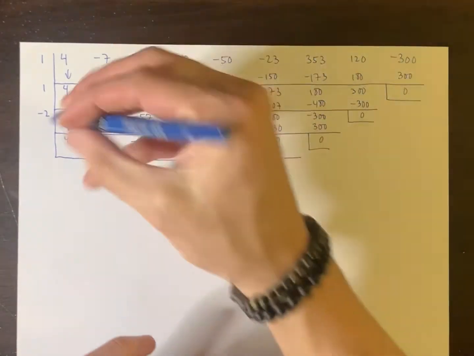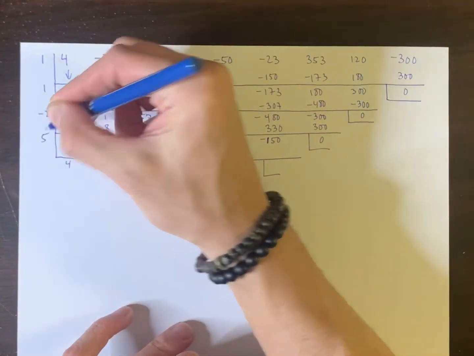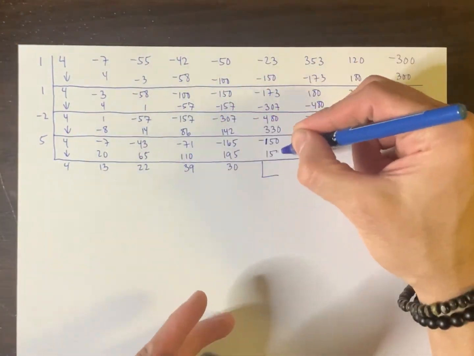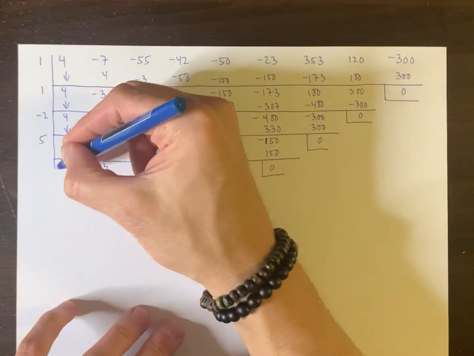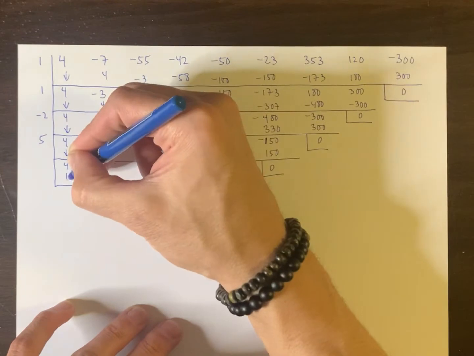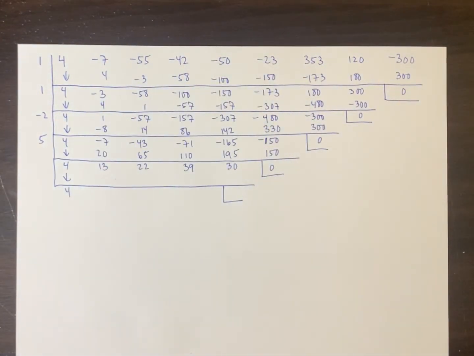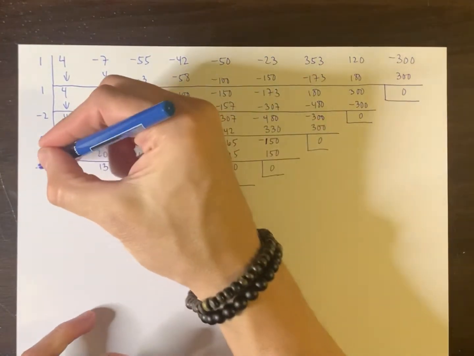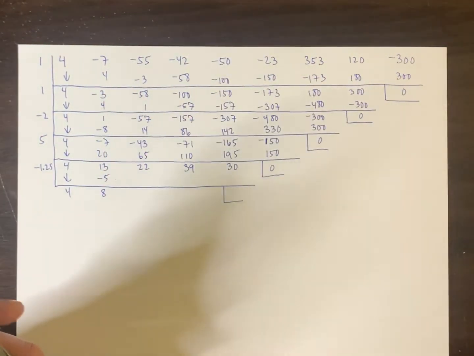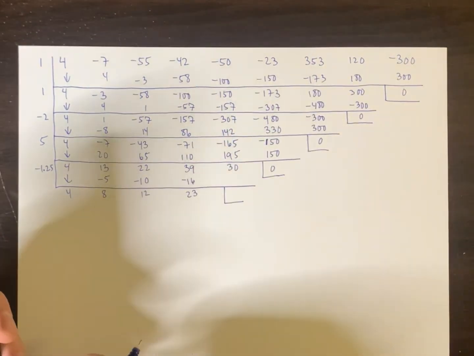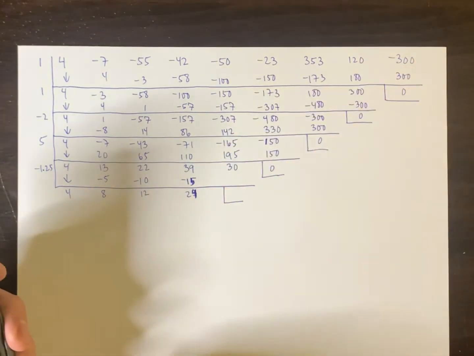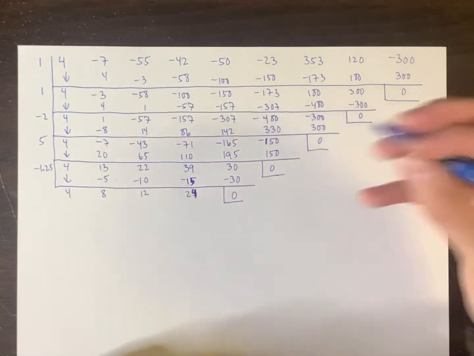And next, why don't we try the number 5? Okay, that worked out well. And maybe up next we can try, let's see, what else do we have on the graph? How about the number -1.25? Okay, so we got a remainder of 0.